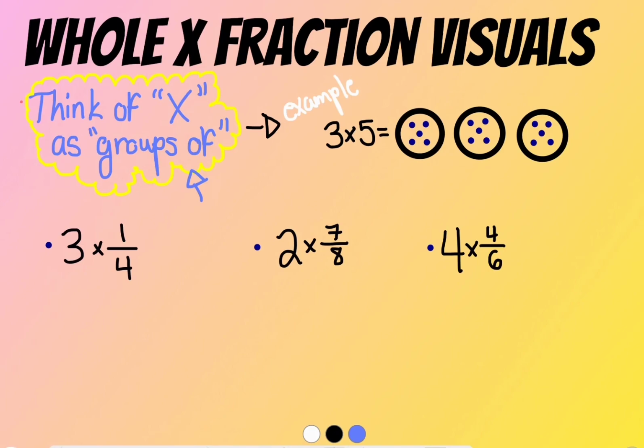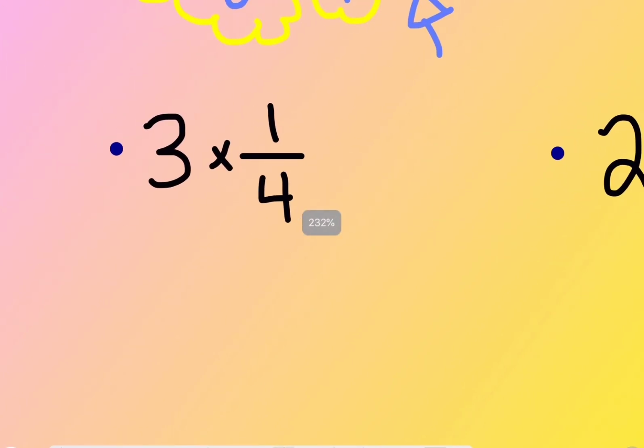For example, this is 3 groups of 5. You have group 1, you have group 2, and you have group 3, and you have 5 dots in each. So that means the answer would be 15. It's important that you know the answer, but it's just as important that you know the steps for it. So for this problem of fractions, you don't need to read it as 3 times 1/4. You need to read it as 3 groups of 1/4.